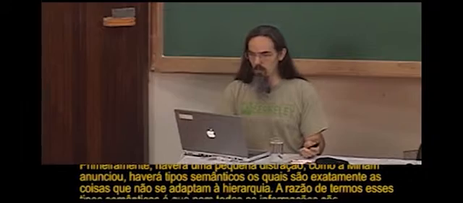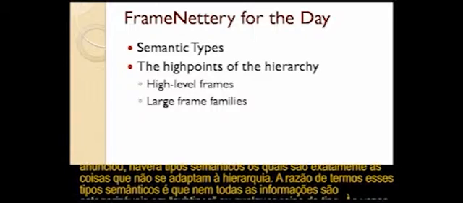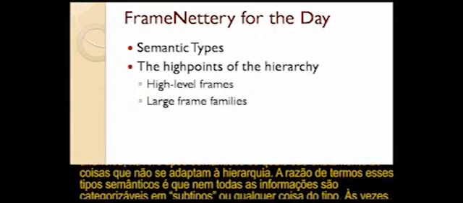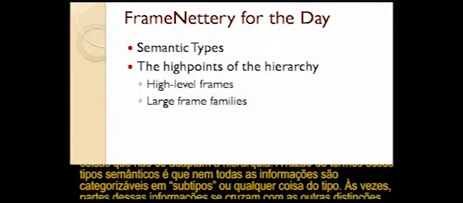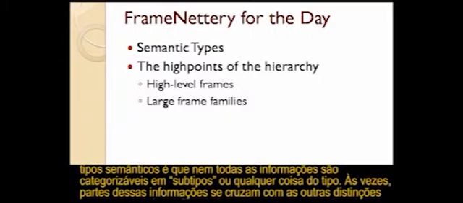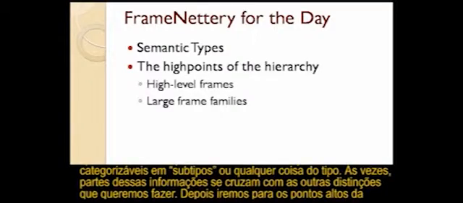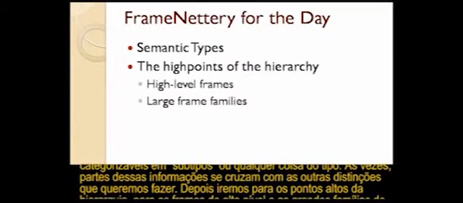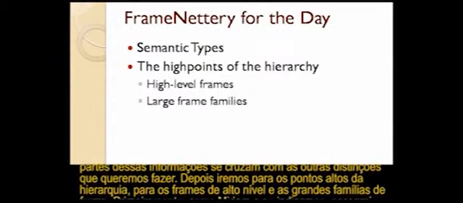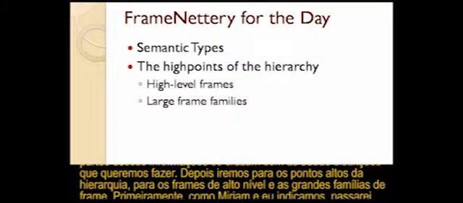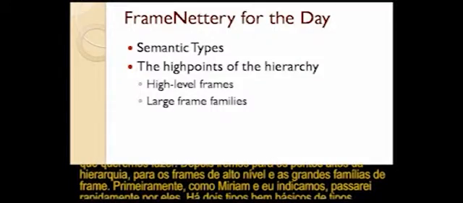So first, there's going to be a little distraction, as Miriam advertised. There's going to be semantic types, which are exactly those things that don't fit into the hierarchy. The whole reason why we have semantic types is because not all information is neatly categorizable into subtyping or any of these other kinds. Sometimes these pieces of information cross-cut all of the other distinctions that we want to make. And then we'll go through the high points of the hierarchy, high-level frames, and large frame families.